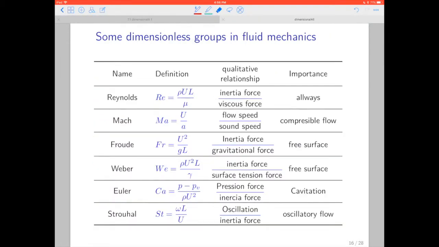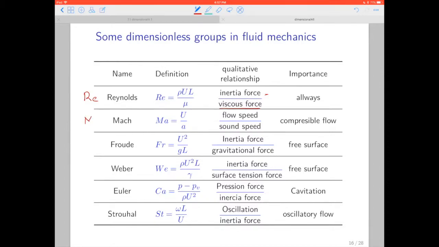Okay, so let's start by reviewing some of the most important dimensionless numbers in fluid mechanics. So probably the most important is the Reynolds number, which is described with RE. It is the relationship between inertial forces and viscous forces. So when is it important? It's always important. The Reynolds number is, for most of the cases, going to be important.